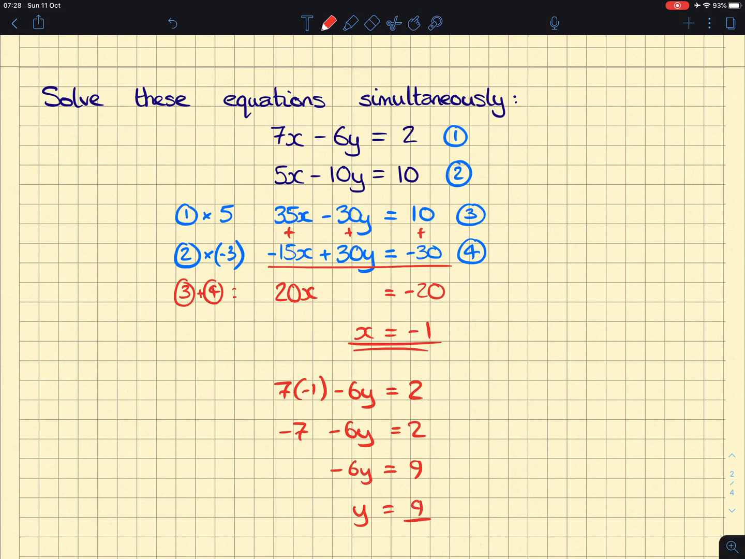Now what will happen here is we'll end up with 9 over minus 6, which is the same as a negative 3 over 2. So our answers here are x is minus 1 and y is minus 3 over 2. Done.